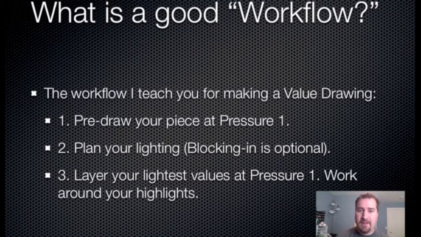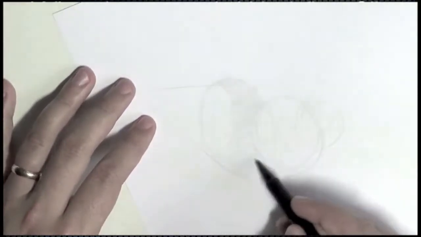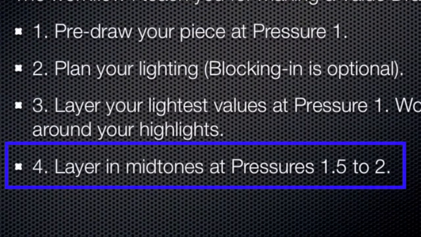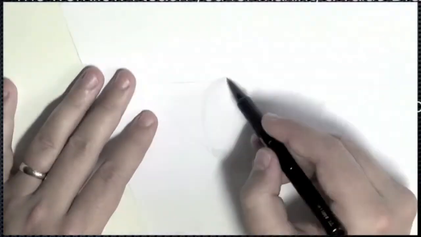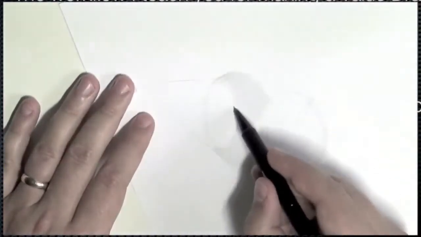Step 3. Layer your lightest values in at pressure 1. And if you've planned where your highlights are, work around them. Don't let your lead go in there. Step 4. Layer in your midtones at pressures 1.5 to 2. Now, midtone, once again, is 40 to 60% of your piece. You'll likely be working very delicately at this stage for the majority of your assignment.